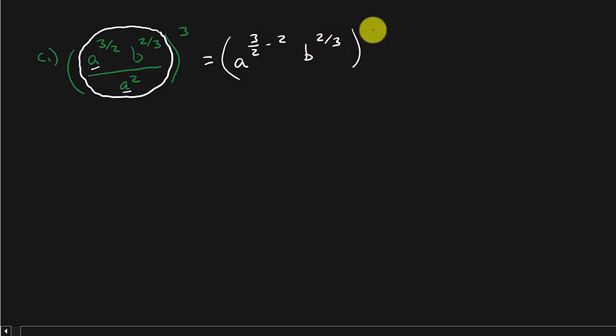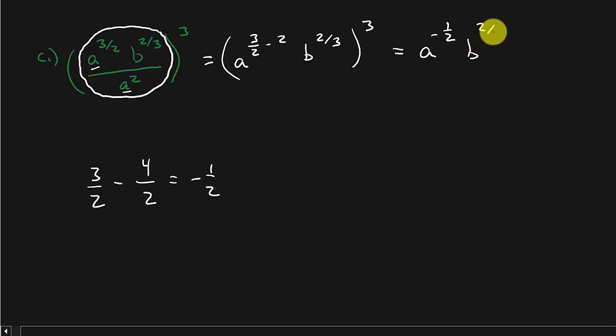And all of this is raised to the 3rd power. And so we have a to the 3/2 minus 2. Okay, so let's just real quick, get a common denominator of 2, that would be 4, so that's negative 1/2. a to the negative 1/2, b to the 2/3. And then all of that is still raised to the 3rd power.